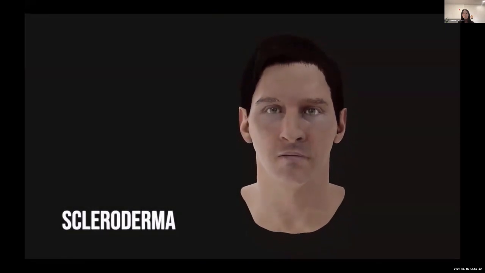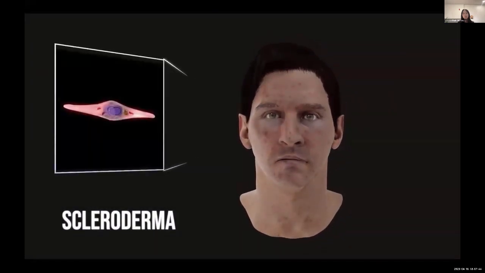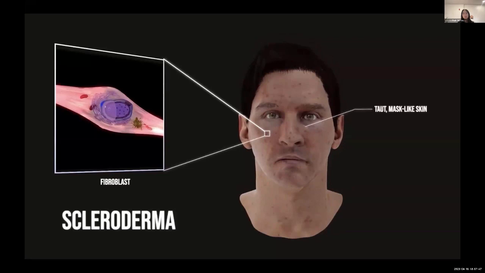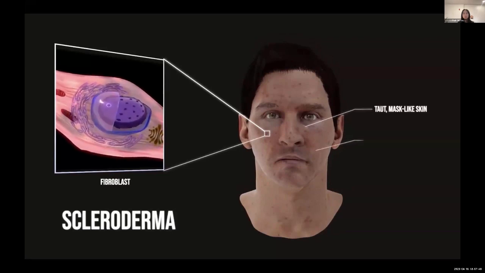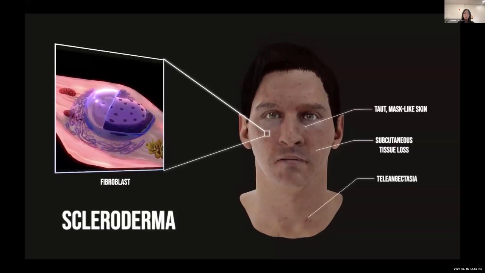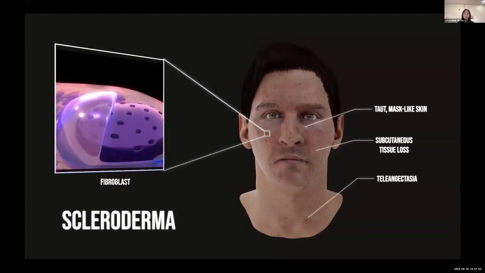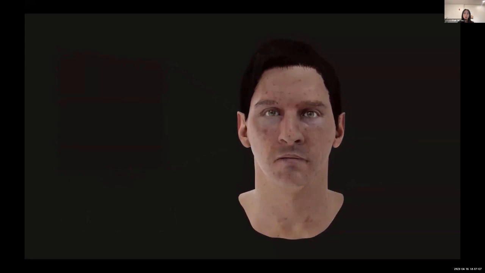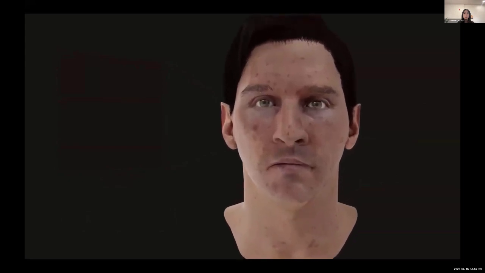Scleroderma is a systemic autoimmune disease that targets connective tissue producing cells called fibroblasts. This results in tightening of the skin, subcutaneous tissue loss, and telangiectasia due to activated fibroblasts that produce an excessive amount of collagen. However, research has shown that a specific channel may be involved in the development of this disease.